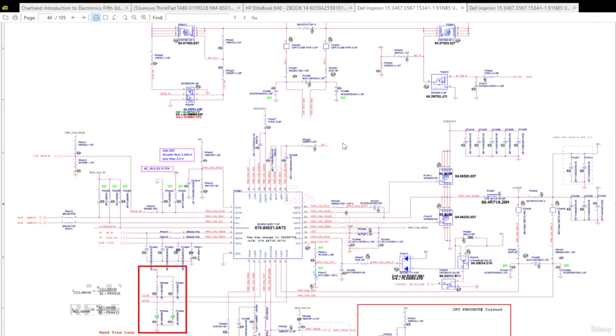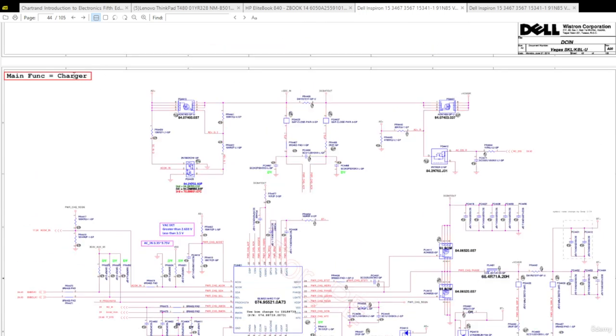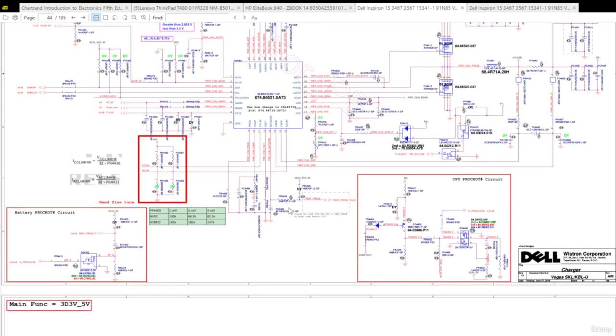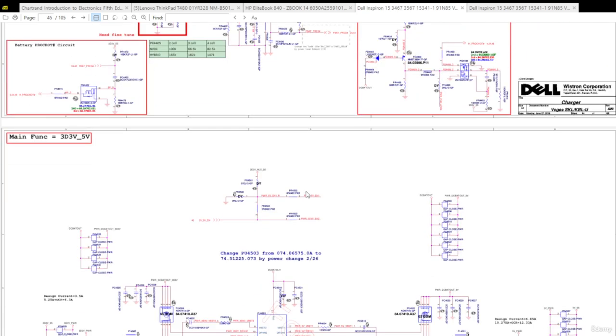So here we have the charging chip. You can see on top is called a charger. Now the charging chip shows which voltage comes in and how charging power is made. Everything about the charging is shown on this page. We shall see all of these in the future.